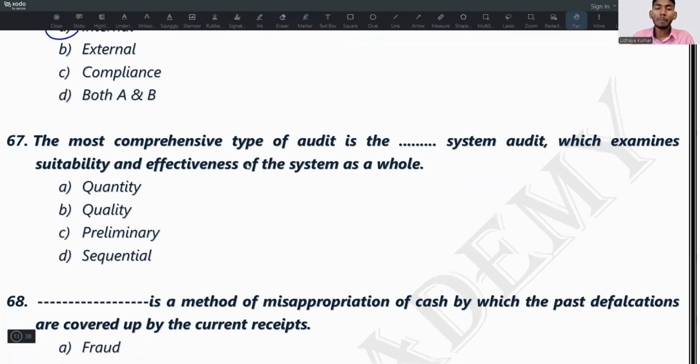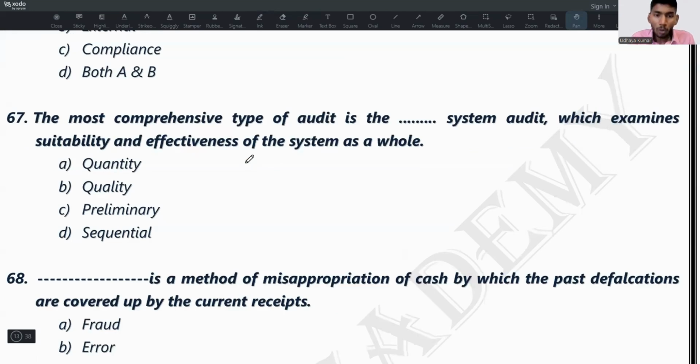The most comprehensive type of audit is the, okay, so the most comprehensive type of audit is the dash system audit, which examines suitability and effectiveness of the system as a whole. So here, the answer which is B, quality, because a quality system audit is the most comprehensive type of audit because it examines the entire management system, processes and procedures to ensure they are suitable and effective and aligned with the organization's quality objectives. Okay, so this type of audit focuses on how well the system functions to maintain quality standards across the organizations.